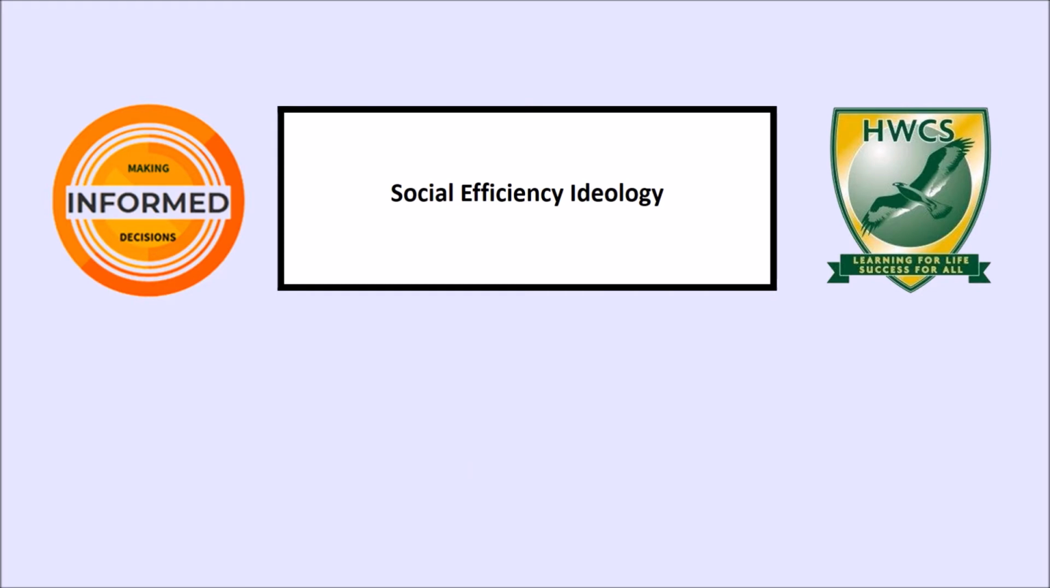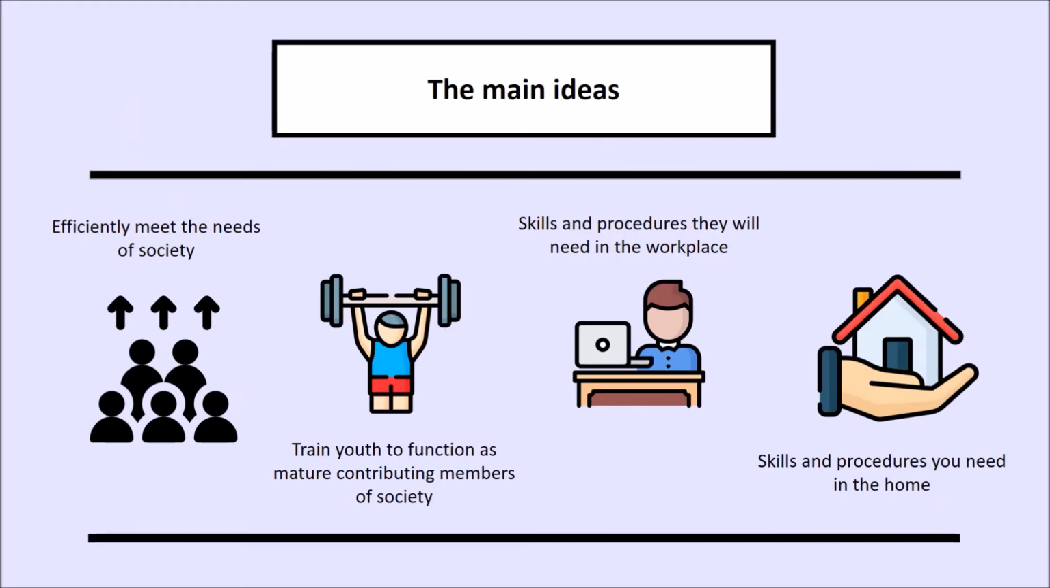The next one we're going to look at is the social efficiency ideology. The main aim of this ideology is that we efficiently meet the needs of the society that we are in. So we think very much about what society needs. We train youth to function as mature, contributing members of society. So maybe more of a focus on jobs, for example. We'll look at skills and procedures that they'll need in the workplace, but we'll also look at the skills and procedures you need at home. So that whole raft of ideas to contribute to society.